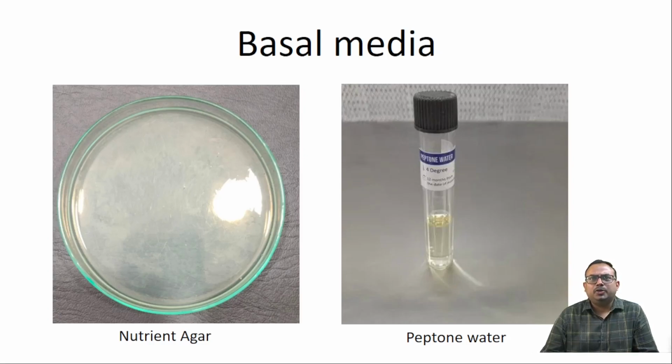Here you can see the first media is a basal culture media. The classical example of a basal culture media is nutrient agar, which is a solid media, and the liquid basal media can be peptone water or nutrient broth. So what is the feature of a basal culture media? It provides the ingredients for the growth of non-fastidious microorganisms. It is the basal media which provides enough nutrients for a non-fastidious microorganism.